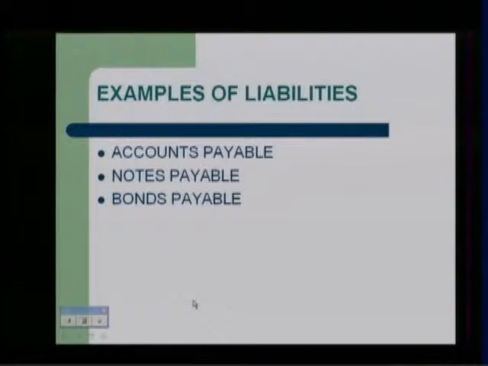The key word to remember when you're thinking about liabilities is the word payable. When you look at different types of accounts in a balance sheet and it has the word payable at the end of it, that's a liability. For example, accounts payable, notes payable, bonds payable, wages payable, taxes payable. All of those are liabilities, things that you owe in the future.